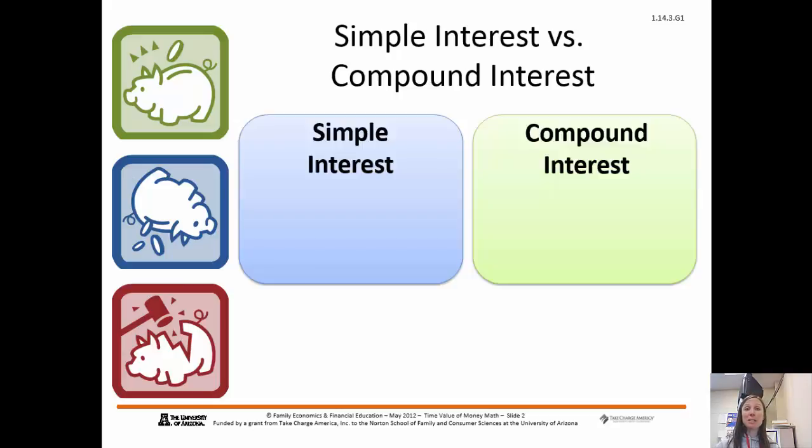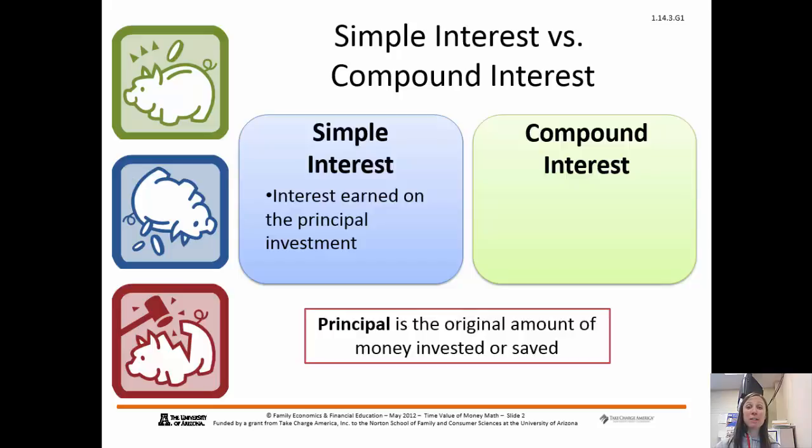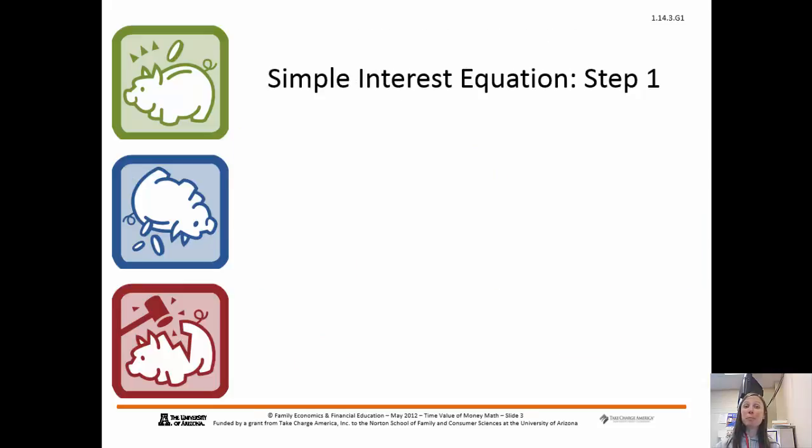We just talked about that in our last unit, but to review, simple interest is interest earned on your principal. So if I invest $100, it's the money I earn on that. And principal is the original amount of money invested or saved. And compound interest is earning interest on interest. So just by listening to these two, you can see which one's going to generate more money.